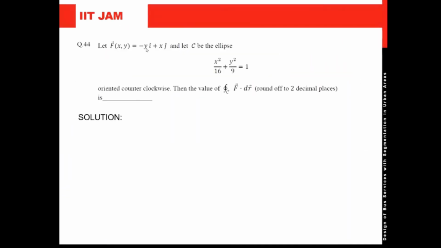Now another question is also from vector integration. In this question we will also use Green's theorem. Given that F of x, y is equal to minus y i plus x j, C is the ellipse. Our region is some ellipse, oriented counterclockwise. Then we have to find the integral over C of F dot dr.